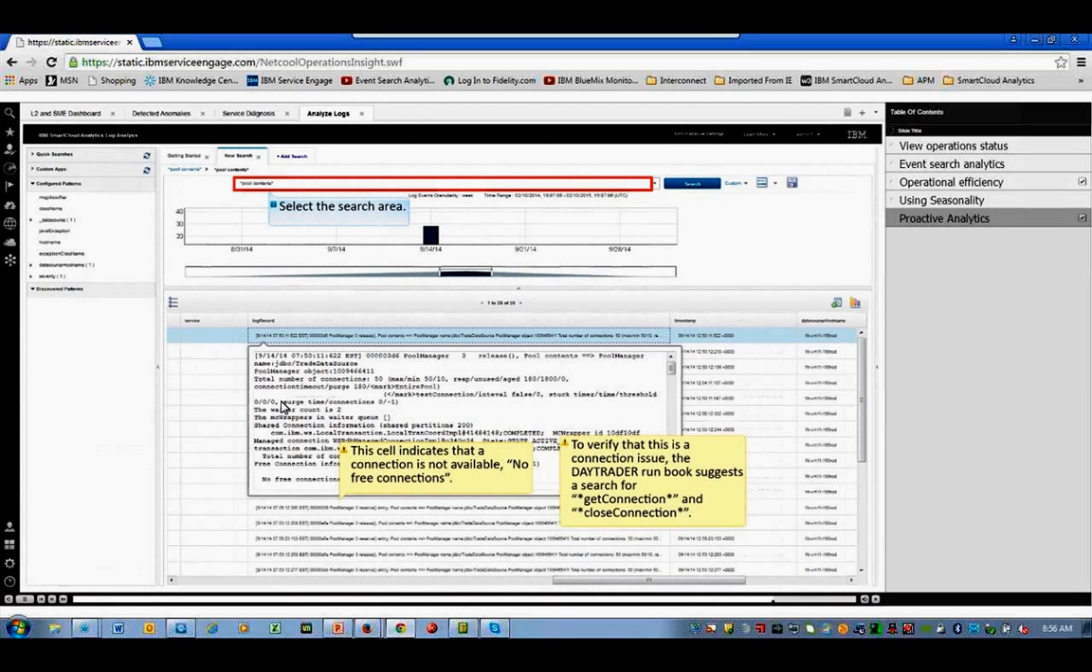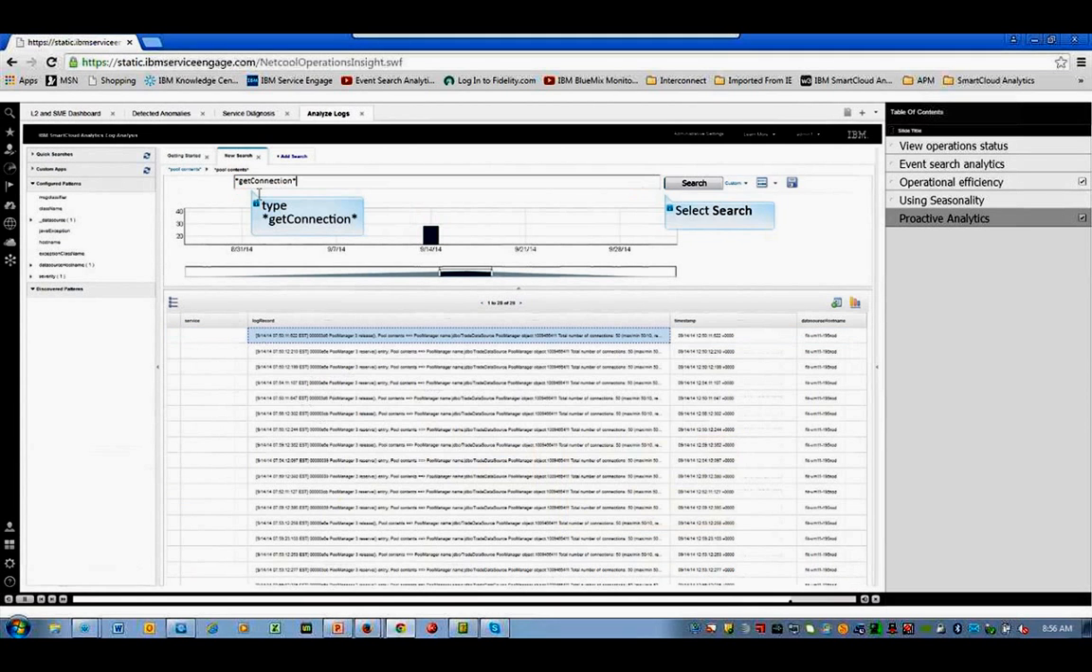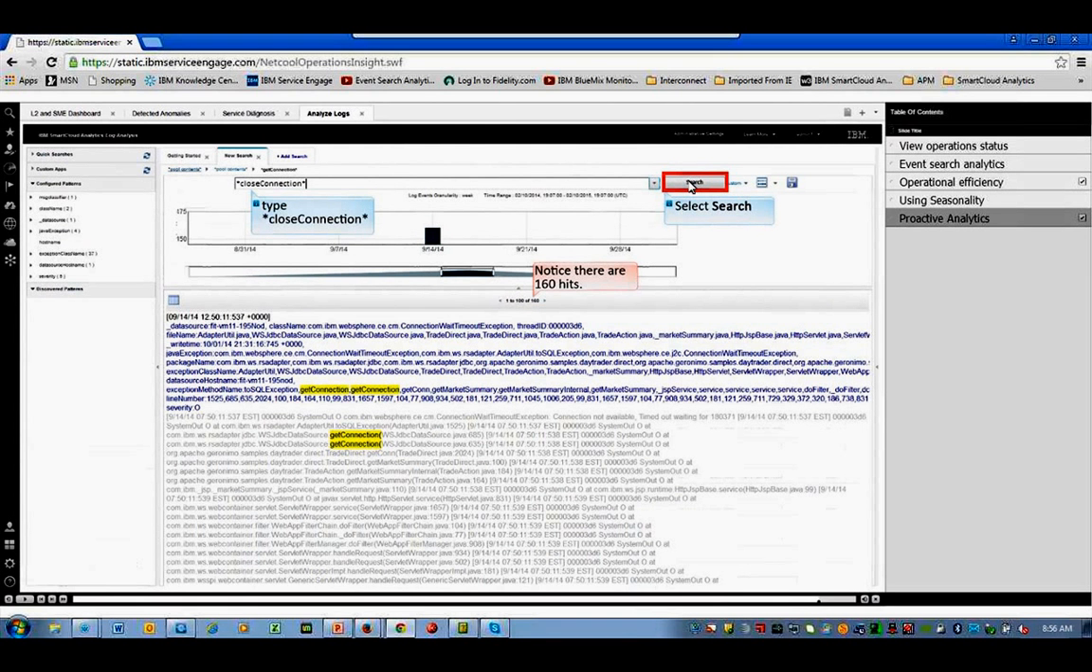It allows you to rapidly drill into the source data. In this case, the scenario is that there are no connections available. A run book tells you to do these other searches, so I can quickly run these additional searches. When I put in anything about get connection or close connection, you'll see that I have a number of hits. This is the time period of the search, so you're looking at a short time window across these various searches.